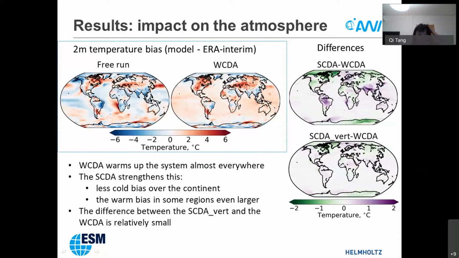This warming by strongly coupled data assimilation also makes the warm bias even larger in some regions, for example in Australia, compared to the weakly coupled data assimilation. And the difference between the two strongly coupled data assimilation runs, with and without vertical localization, is relatively small.